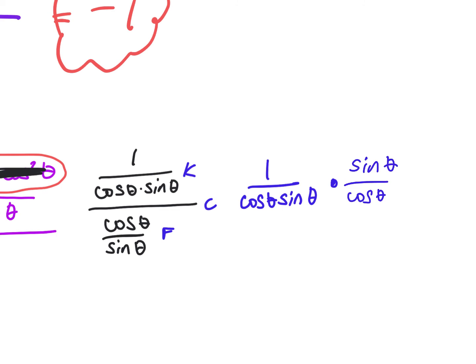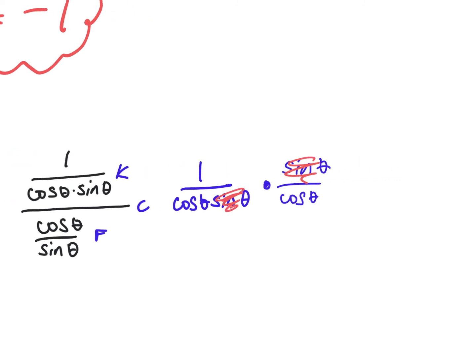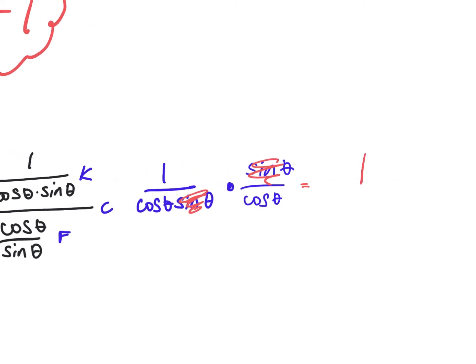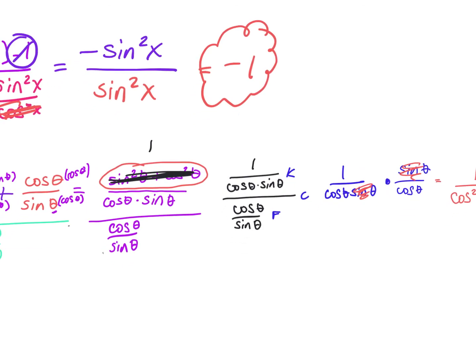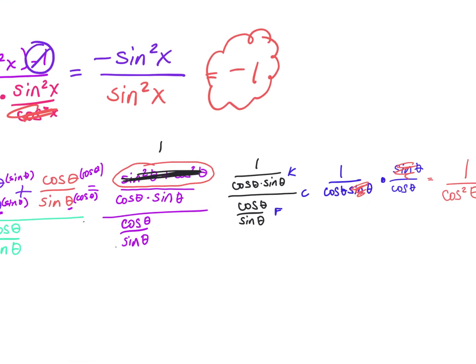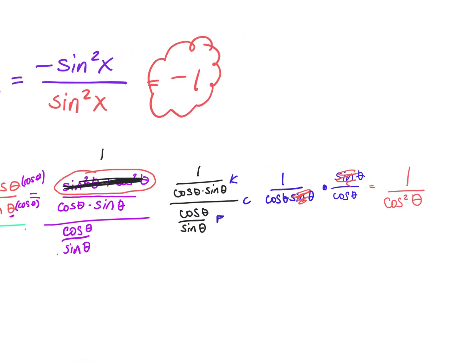What do you guys notice? Sines cancel. So I have a 1 in my numerator. What's cosine times cosine? Cosine squared. Now, if you guys got to this point, I would give you full credit because that's a long way to get there. And this is tough stuff. I understand that. If you guys made all those steps, perfect.